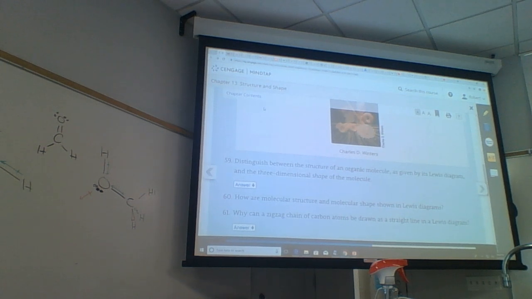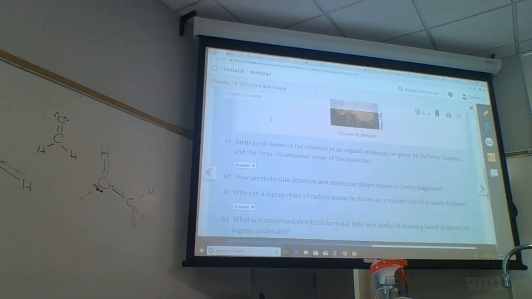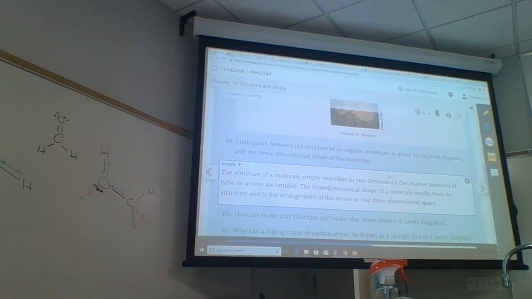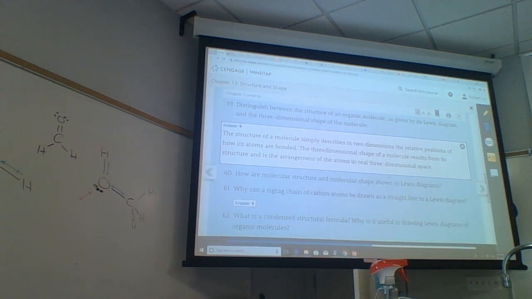Distinguish between the structure of an organic molecule as given by its Lewis diagram and the three-dimensional shape of the molecule. Does the Lewis diagram show any three-dimensional? No. The Lewis diagram only shows the connectivity. That's it. It doesn't show the shape. How are molecular structure and molecular shape shown in Lewis diagrams? Molecular structure and shape are kind of the same thing. They aren't shown in Lewis diagrams, right? Just in the 3D.